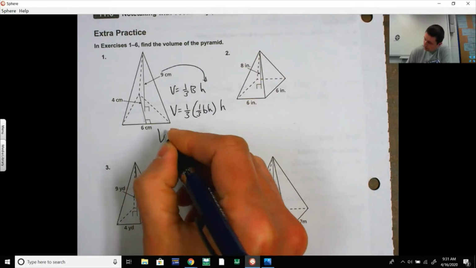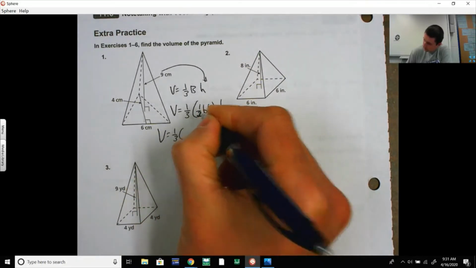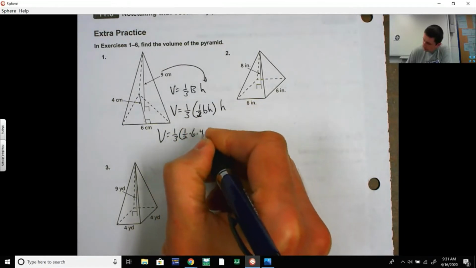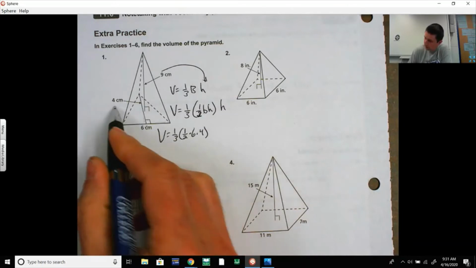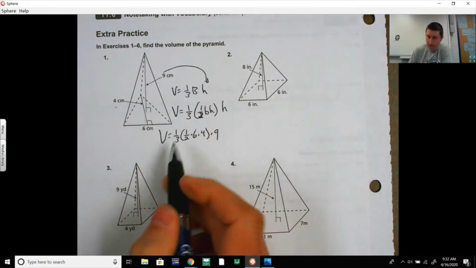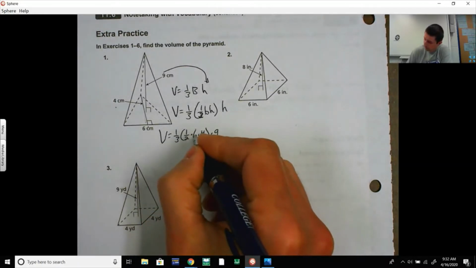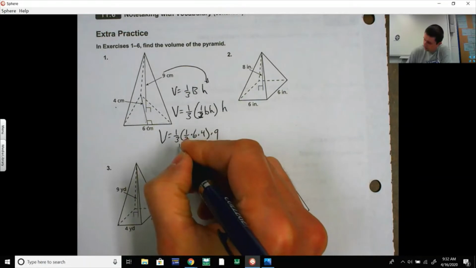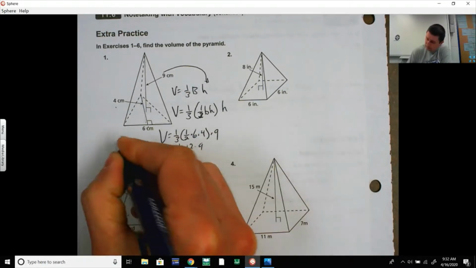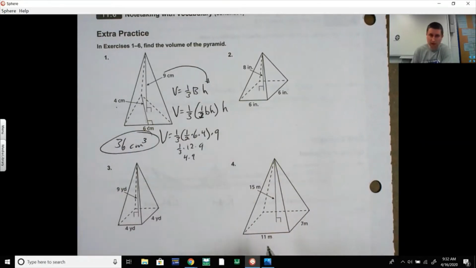So you get volume equals 1/3, sorry, that should be 1/2 right there, 1/2 times 6 times 4, so 6 and 4 come from here and here, 6 times 4, and then on the outside is times 9. So 1/3 times 1/2 times 6 times 4, so 1/2 of 6 is 3, 3 times 4 is 12, so 1/3 times 12 times 9, 1/3 of 12 is 4, 4 times 9 is 36. So 36 cubic centimeters for that one.